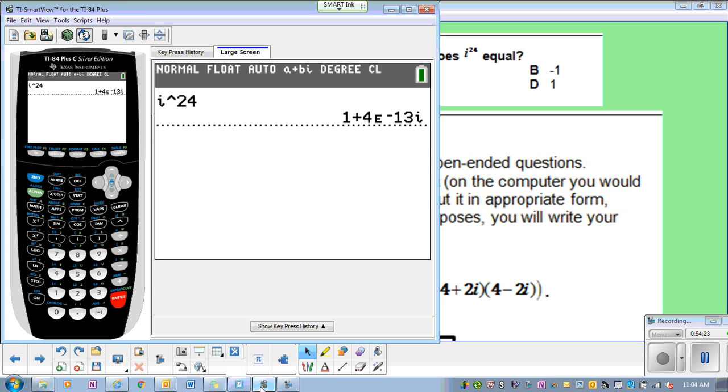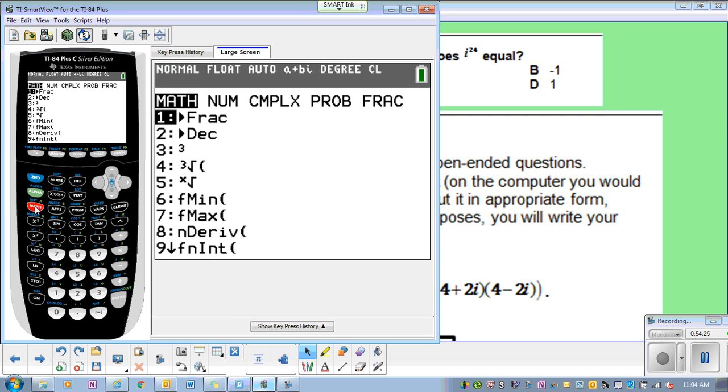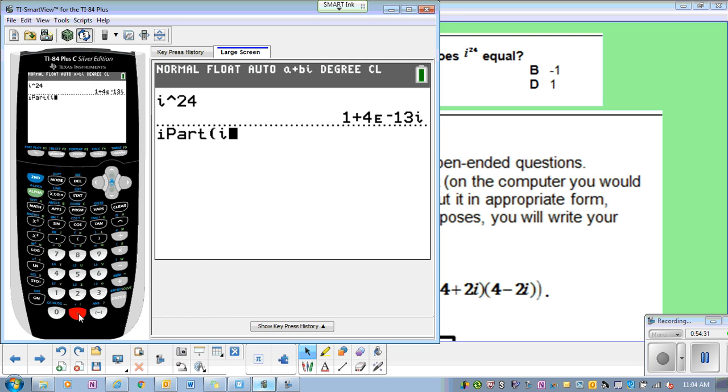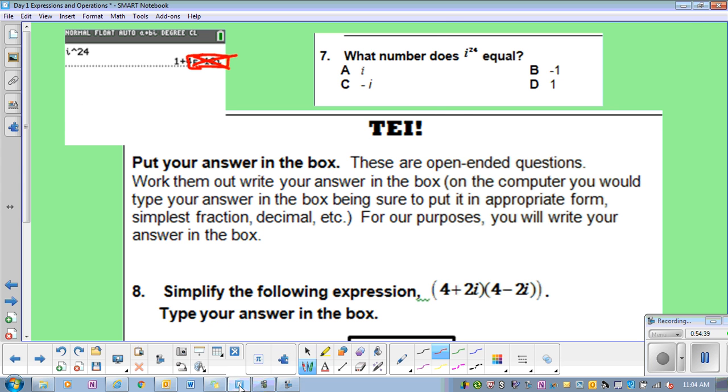But here's the better way. Go to math, number, i part. And then put in i to the 24th. And then you get 1. All right? And that'll just give you the answer.